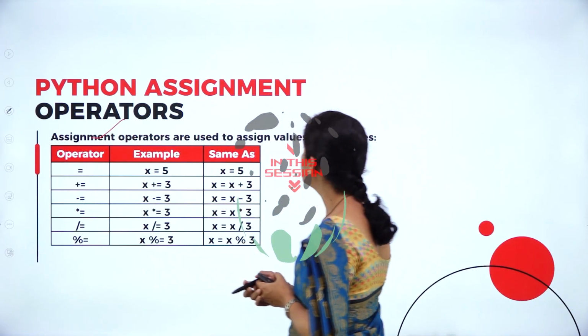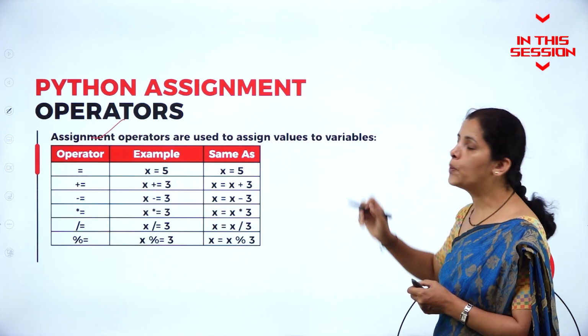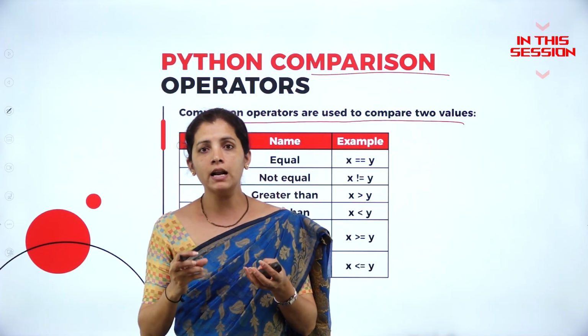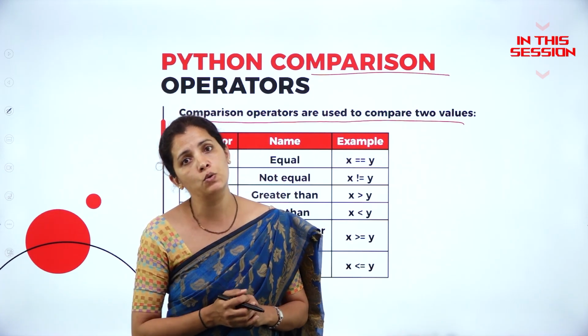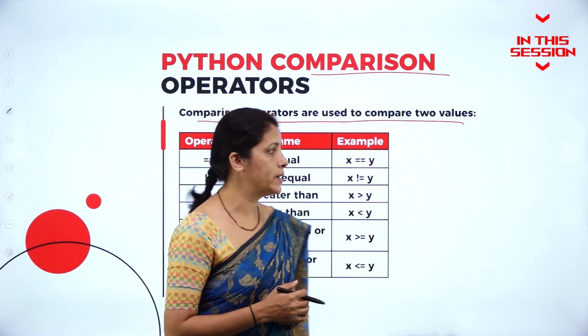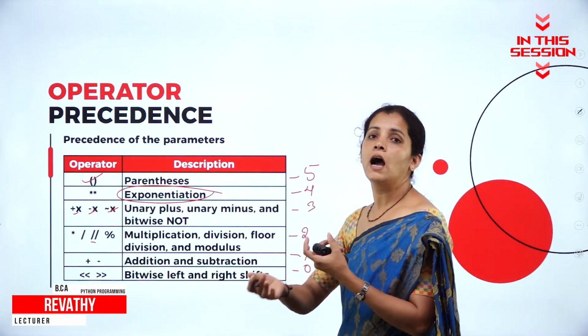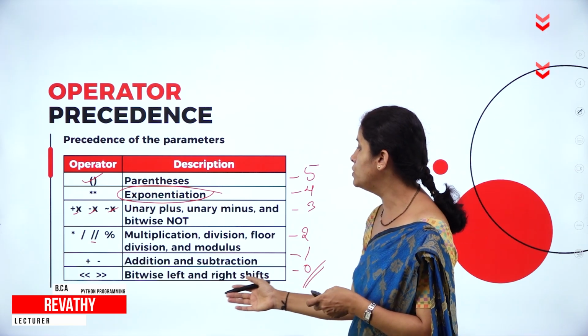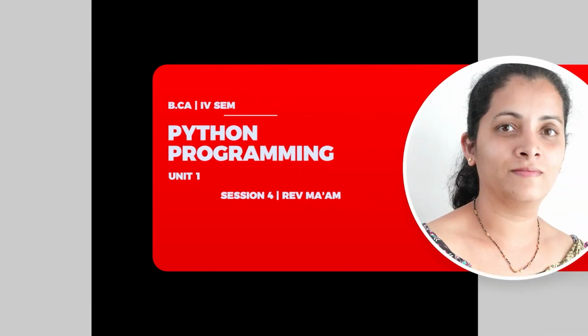Assignment operators are used to assign values to variables. Whenever I want to compare any two values, then I will go with the comparison operator. The highest precedence is given to the parenthesis and the lowest precedence is given to bitwise left and right shift.